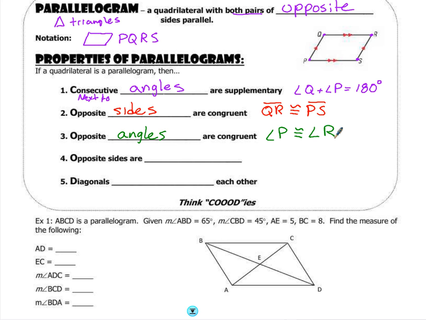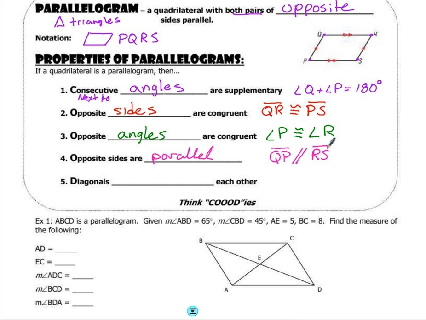Opposite sides are parallel. That's pretty self-explanatory, especially since that's why it's called a parallelogram in the first place, part of the definition. So I know that QP is parallel to RS, for example.